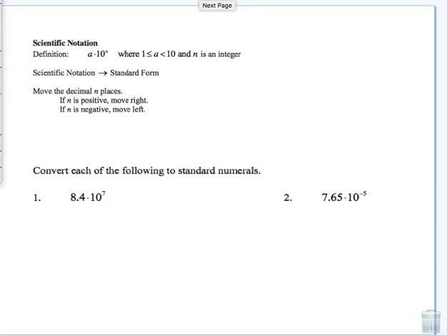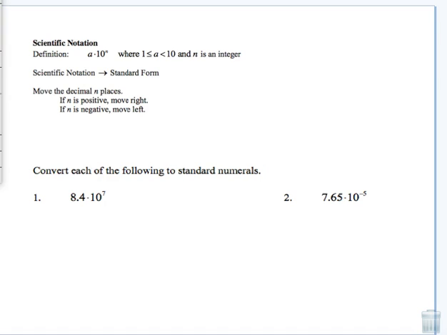All right, next thing we talk about is scientific notation. A scientific notation is really a nice way for us to write extremely large or extremely small numbers. By definition, a times 10 to the nth, where a is a digit between 1 and 10, it can be equal to 1, and n is an integer. Scientific notation is standard form.